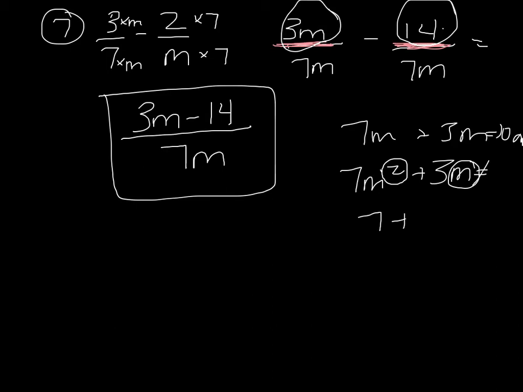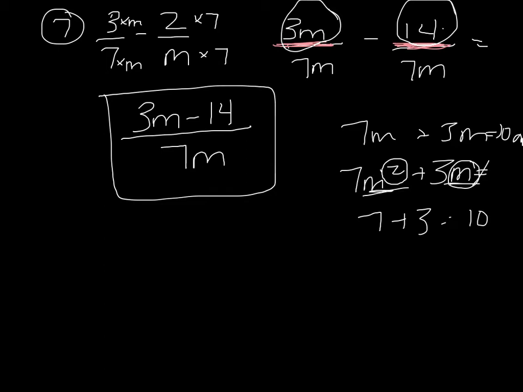What about if I just had 7 plus 3? Can I add that together? Of course I can. It's still 10, like it's always been. But when we're working with variables, we have to make sure the variables are exactly the same, even down to the exponents. So make sure that you don't add anything that is not a like term.